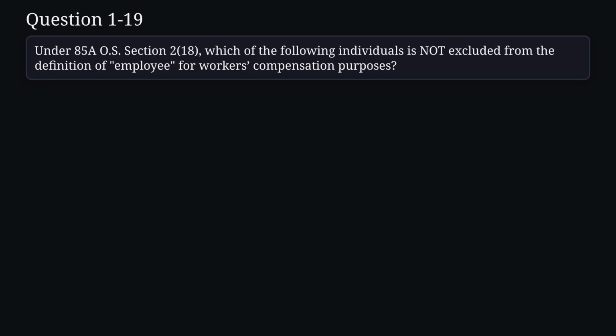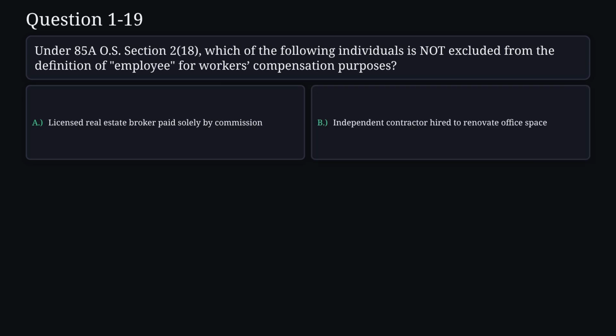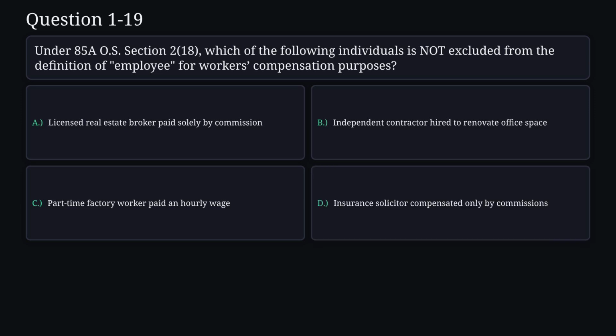Question 19. Under 85A OS Section 2, subsection 18, which of the following individuals is not excluded from the definition of employee for workers' compensation purposes? A. Licensed real estate broker paid solely by commission. B. Independent contractor hired to renovate office space. C. Part-time factory worker paid an hourly wage. D. Insurance solicitor compensated only by commissions.